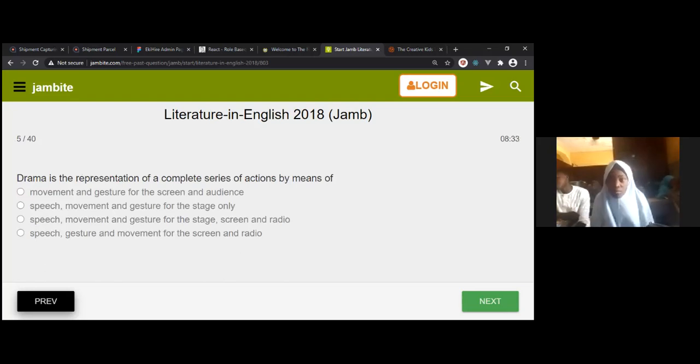Drama is the representation of a complete series of action by means of A, movements and gestures for the screen and audience. B, speech, movements and gestures for the stage only. C, speech, movements and gestures for the stage, screen, and radio. D, speech, gestures, and movements for the screen and radio.